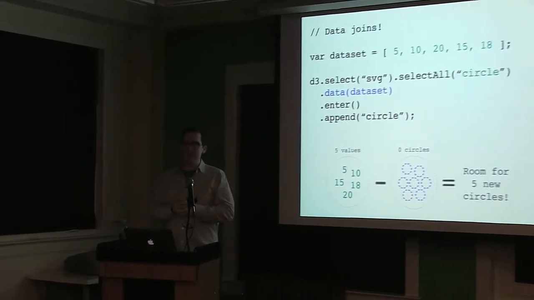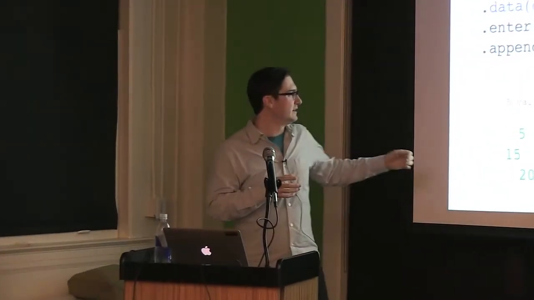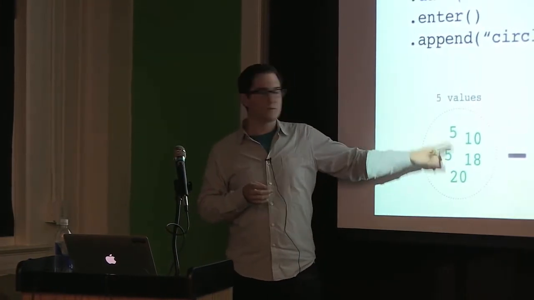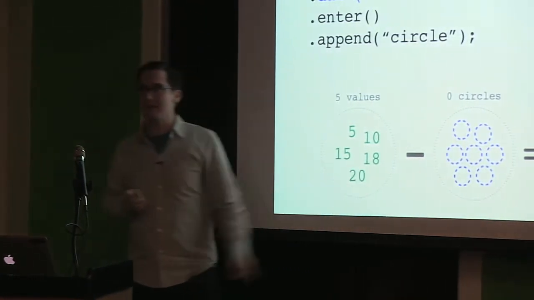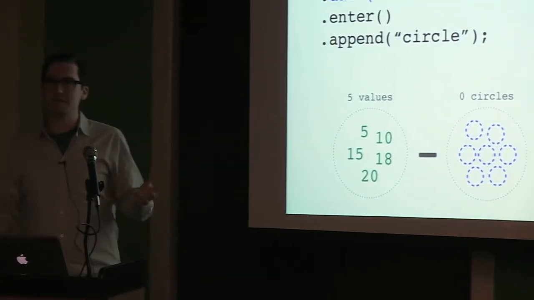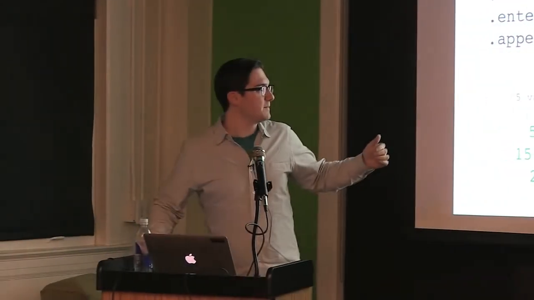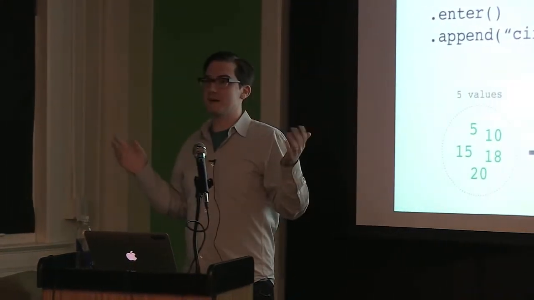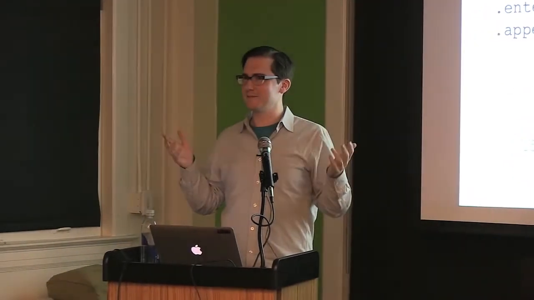So what the data function actually does is a little bit more complex than what it looks to do. Essentially, it looks at this data set. It says, oh, you have 5 values. Great. Thanks for that. And it says, how many circles do you have? How many things do you have in your selection? Well, it turns out you have 0 things right now. So we're just starting. This is our first time doing this. So 5 minus 0 is 5. We have room for 5 new circles. A little counterintuitive, as you would imagine, but it'll make sense.